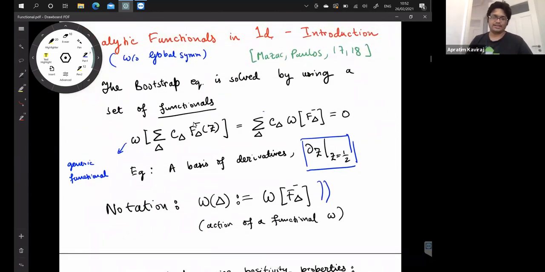For the use of the analytic functional, the functionals basically act on the kinematic equations f of z to give some equations that you can actually work with, some algebraic equations or something like that, so that it's possible to solve them and get some actual constraints or solutions.